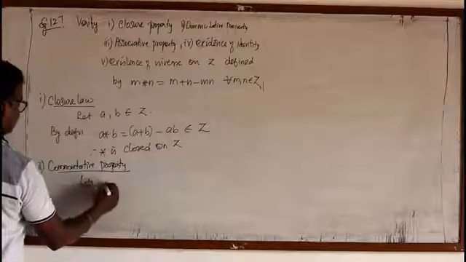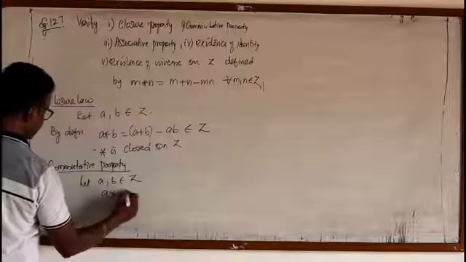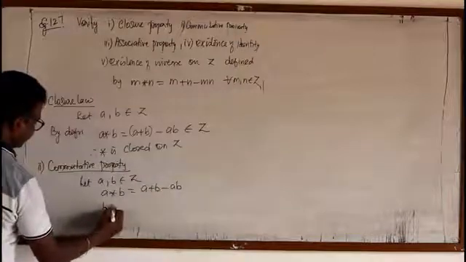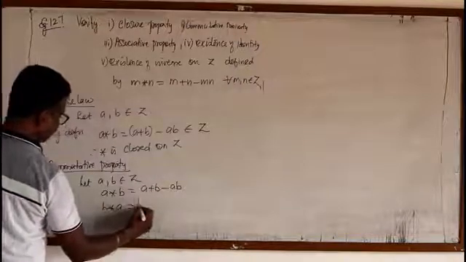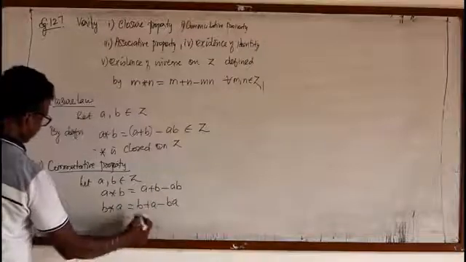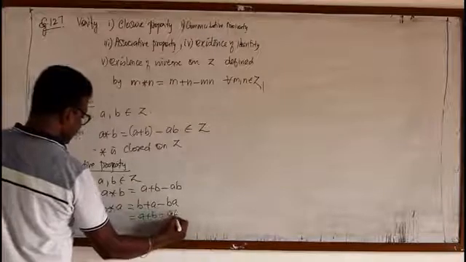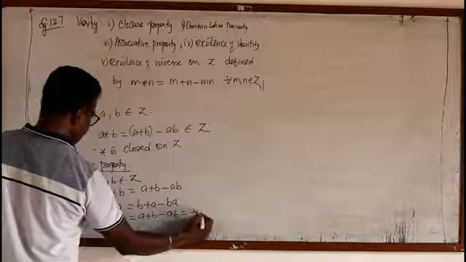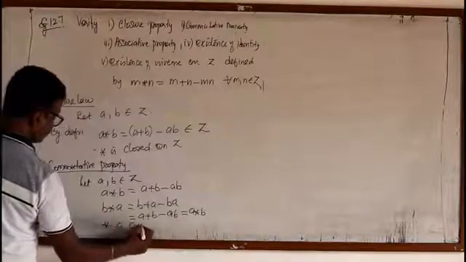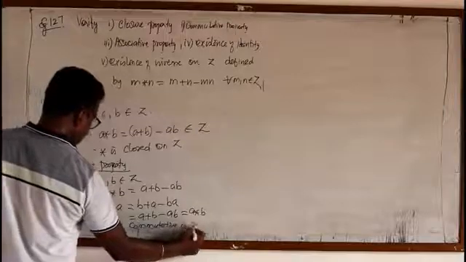Let A, B belong to Z. We know A star B means A plus B minus AB. Now if I change the order, B star A, then it is B plus A minus BA as per the star. But we know B plus A minus BA can be written as A plus B minus AB. So is it not our A star B? See, B star A equals A star B. So star is commutative on Z.